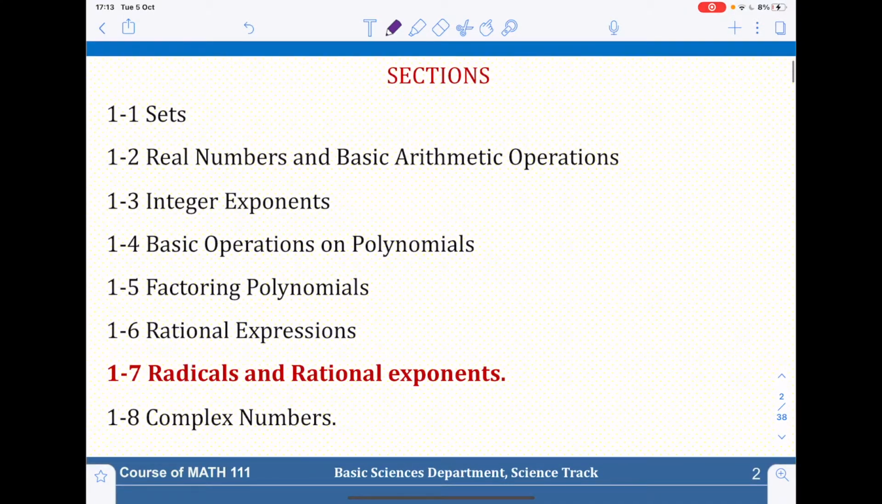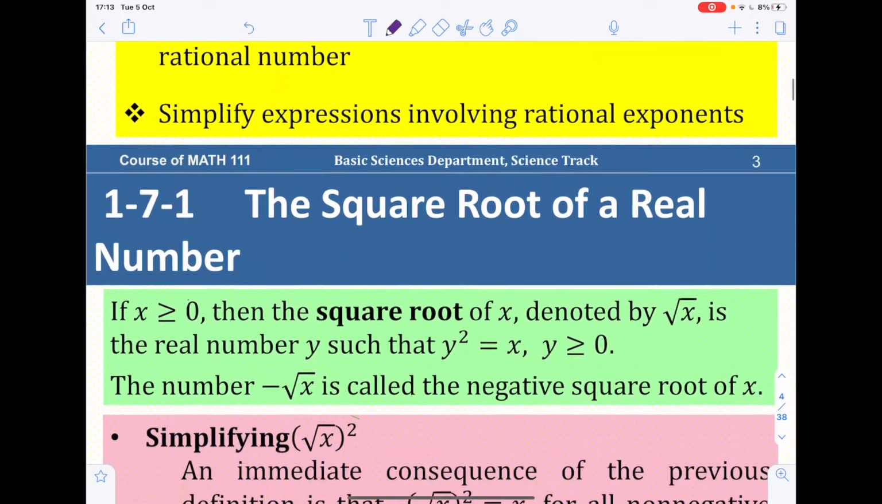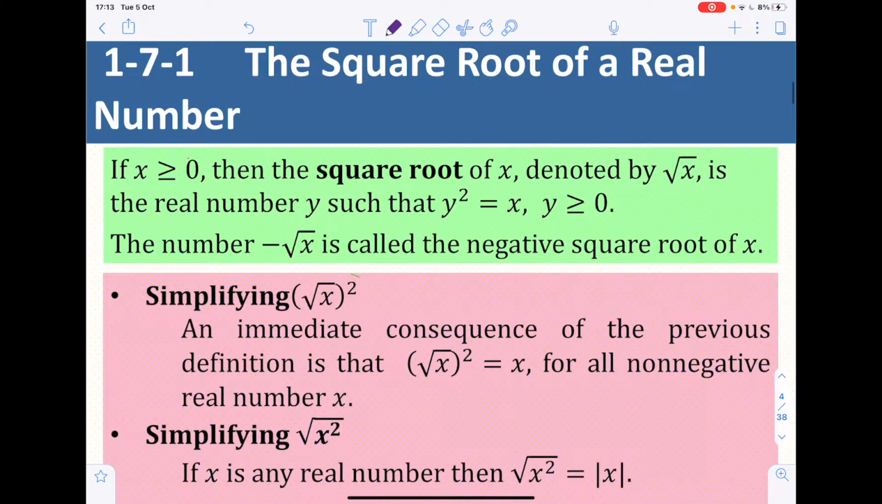هذه المحاضرة is about the radical and the rational exponents. The square root of a real number. What is the square root of real numbers?